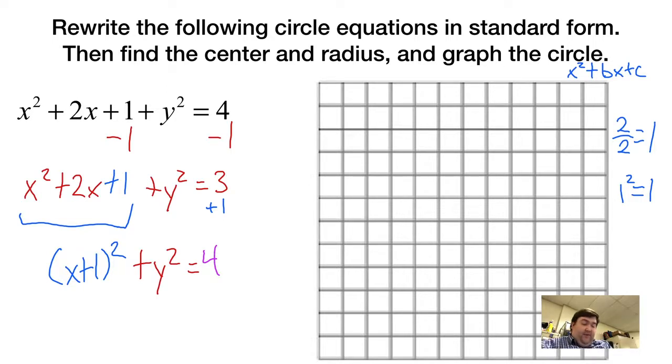And then if I wanted to figure out what my center was, I would say my center was (-1, 0). And I would say that in this case, the radius is 4. So now we just need to graph.